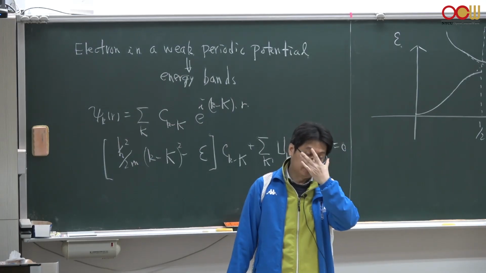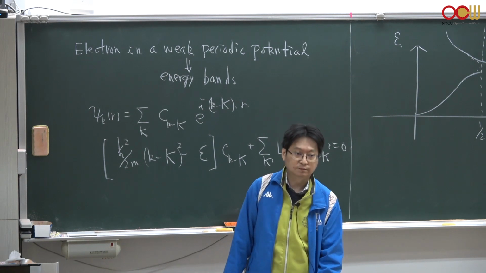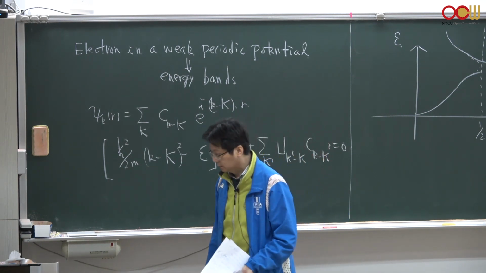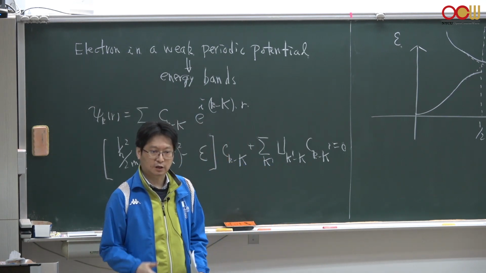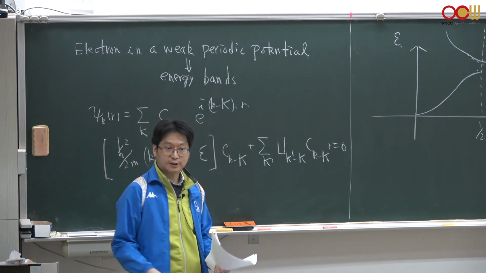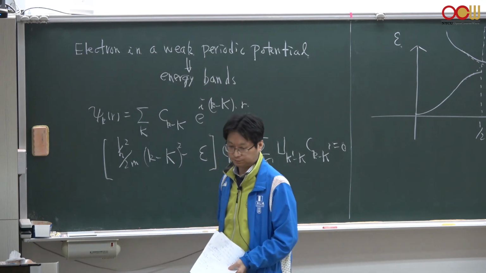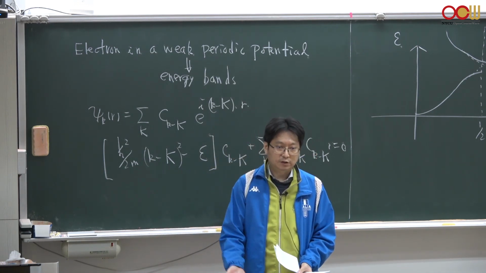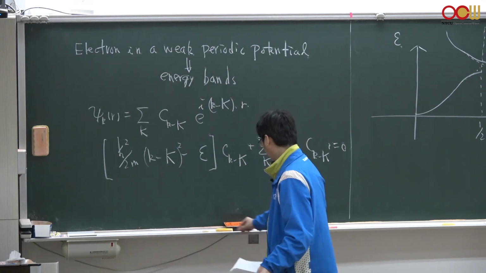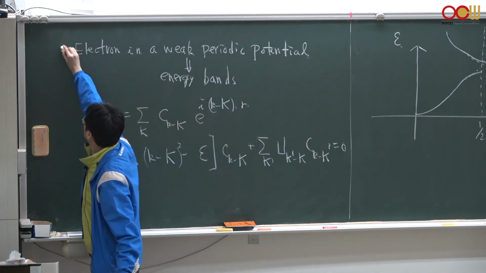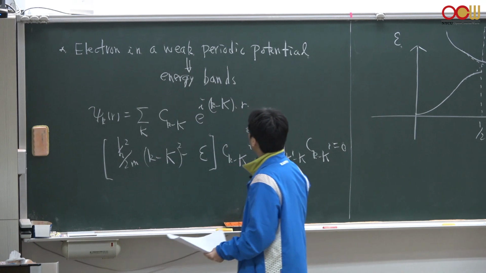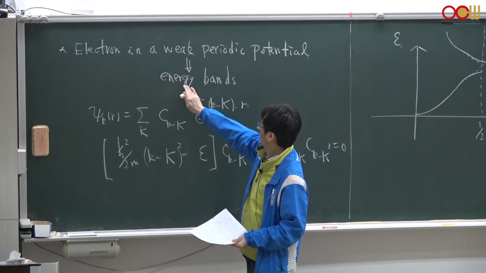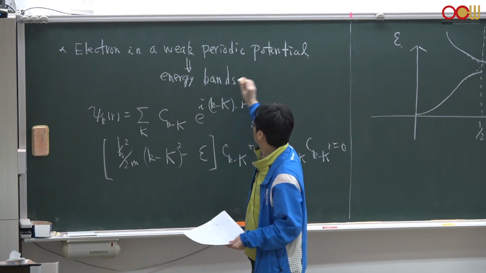So let's continue, but due to the time constraint, we can only sketch the derivation of this energy gap from the Bloch theorem today, but we will give you a detailed derivation next time. So the next topic is the electron in the weak periodic potential, which will lead to the energy bands, okay, by Bloch theorem.